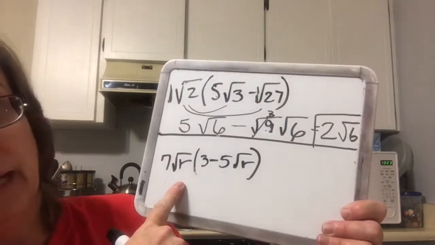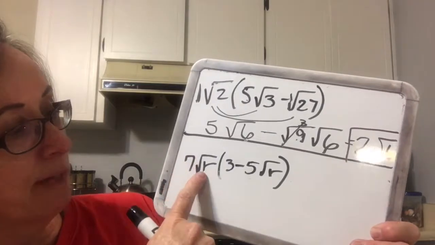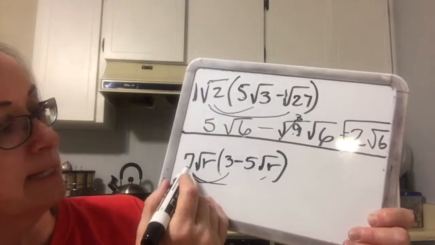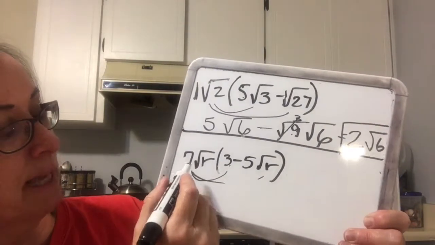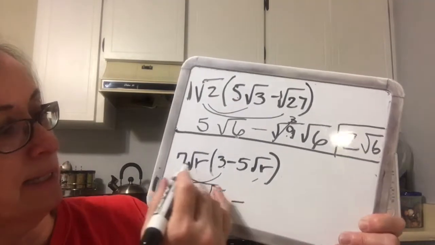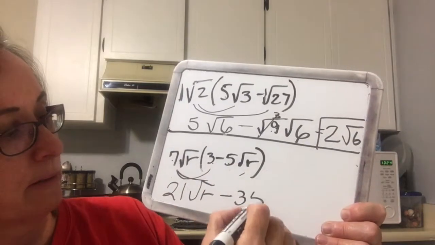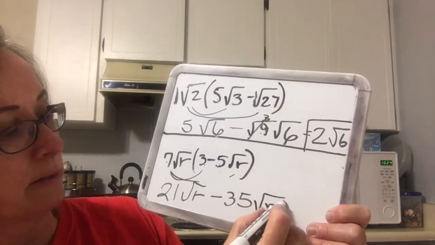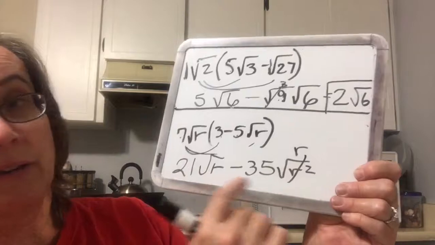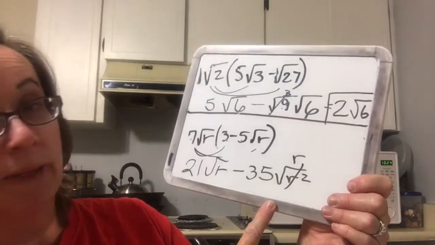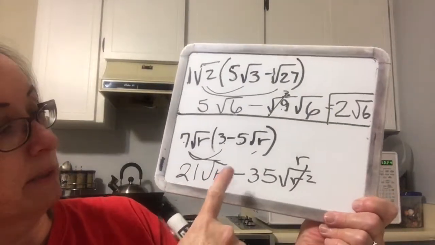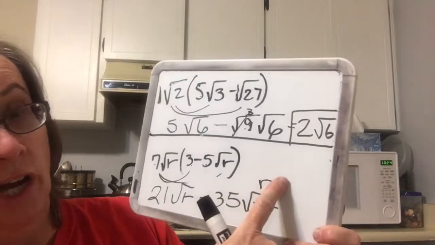And down here is another problem. I've got square root and square root, so I can multiply. I'm going to distribute, and get, this one is outside, so 21 square root of r minus 35 square root of r squared. Well, we know the square root of r squared is going to become just an r. So these are not like terms, and we would have to leave them separately. So my final answer would be 21 square root of r minus 35r. Okay?